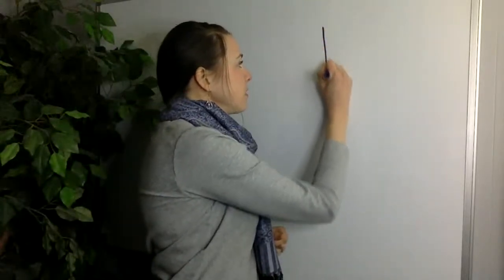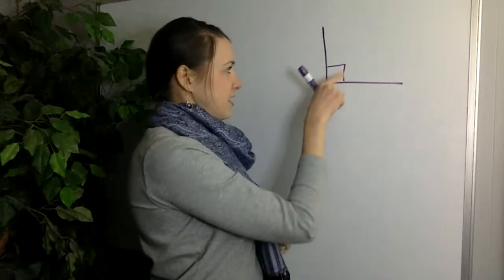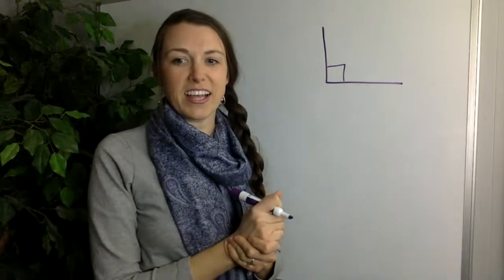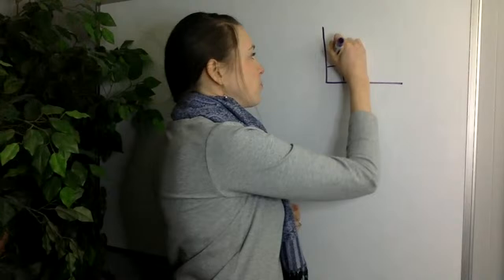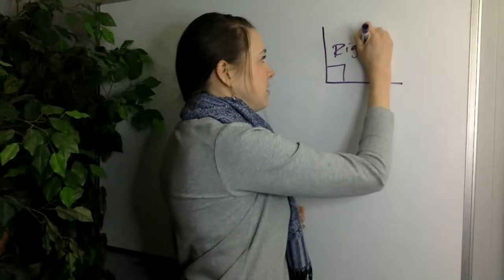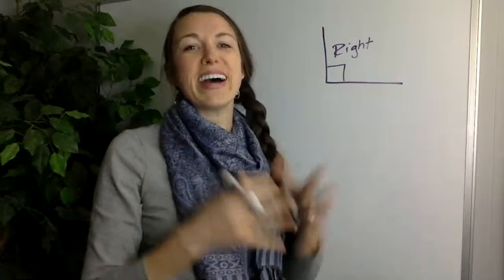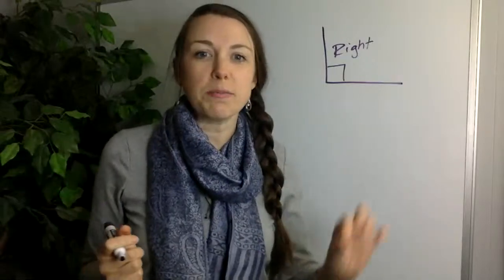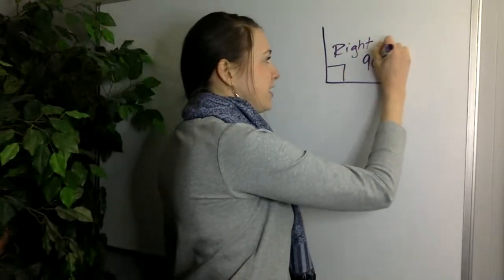So when you have an angle that looks like this, usually there's a little box in the middle. And that box is going to tell us that it is a right angle. So this is a right angle, not a wrong angle, not a left angle, but our right angle. And the right angle is always going to be 90 degrees. I want you to remember that. So it's a 90-degree angle.